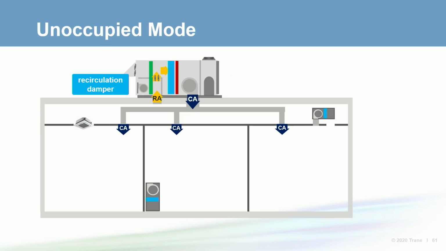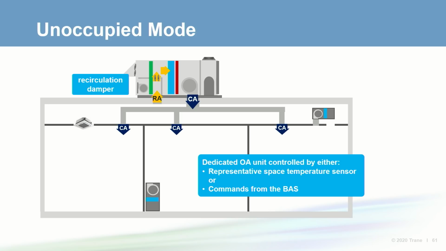So those 4 modes are for when the building is occupied. The dedicated outdoor air unit can also be used during unoccupied hours if it is equipped with a recirculation air damper. In this case, the unit conditions 100% return air from the space and is controlled to maintain the unoccupied heating or cooling set points or a space dew point set point. Control might be based on the conditions in a representative space or based on commands from the building automation system. With terminal equipment in the space, the dedicated outdoor air unit might not be used during unoccupied hours, or it might just be used when after hours dehumidification is needed.